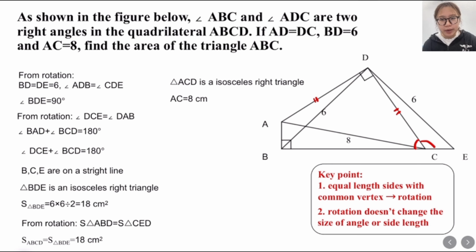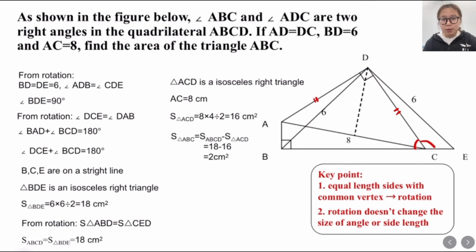Let me introduce you to a quick way. Let's use AC as the base and then draw the height. We can see that this big triangle is actually divided into two isosceles right triangles. Then the height should be equal to half of the hypotenuse, which is 4 cm. So the area of this triangle is just equal to 8 times 4 divided by 2, which is 16 square cm. The last step we need to do is to use the area of ABCD minus the area of triangle ACD. 18 minus 16 is 2 square cm. The answer to this question is 2 square cm.